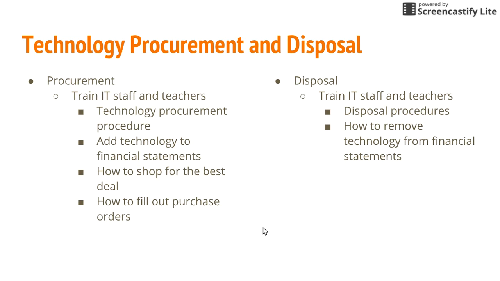Kind of going along with the previous slide, we need to talk about ways that we can properly get new technology and then dispose of that technology. This should not just be an administrator task. Teachers and staff really need to understand the ways that you fill out a purchase order, shop for the best deal around, looking at different websites, figuring out what technology would work best for you, and then adding it to your classroom and making sure that there's money for it. New technology kind of goes with the out of the old technology. Make sure that you train the teachers and staff on how to dispose of this unwanted technology, and then take it out of your financial statements.